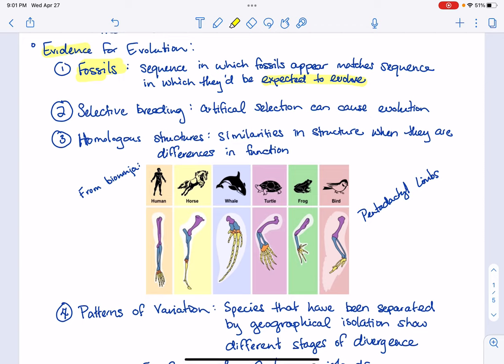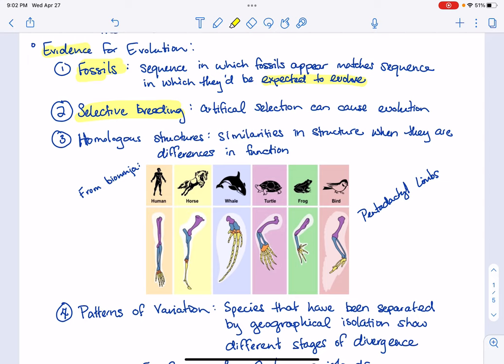The next thing is we can look at selective breeding. Selective breeding is basically artificial breeding. The biggest example you can think of is the selective breeding of dogs. Because we have done our own artificial selection throughout the lifespan of humans, we can see that if artificial selection causes evolution, then that shows us that evolution can happen on a natural scale, if that makes sense.